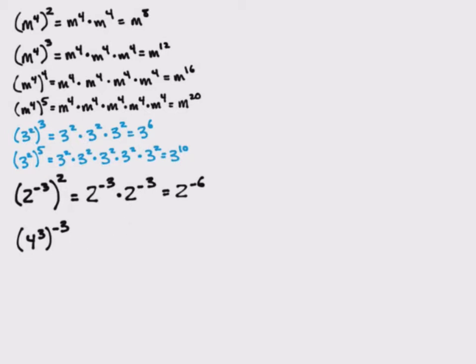So first things first, we know what it means to raise something to a negative power. It means take this base, in this case 4 to the 3rd power, find its reciprocal, and the reciprocal of that is 1 over 4 to the 3rd power, and then raise that to the positive 3rd. And of course, we know what it means to raise something to the positive 3rd power. It means take the base, in this case 1 over 4 to the 3rd, and multiply it by itself 3 times.